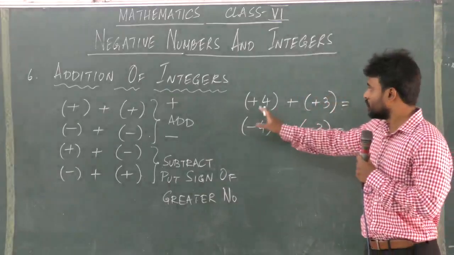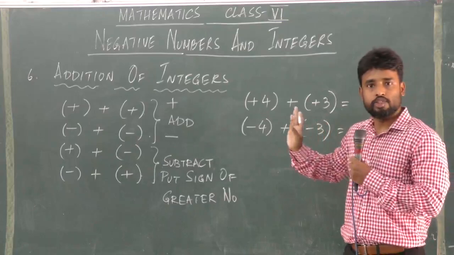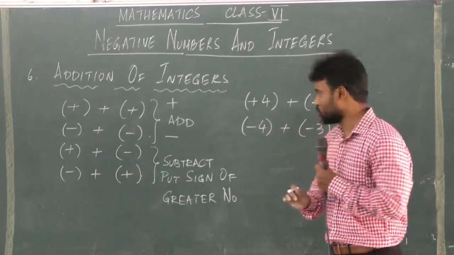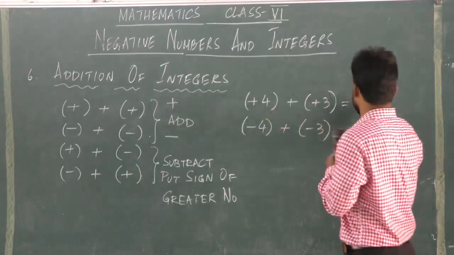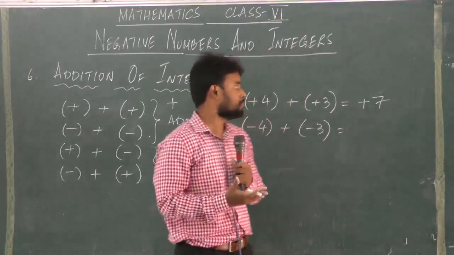Here we have 4 plus 3. So we have two positive numbers, and what we do is we add them and write in positive. So we'll add 4 and 3, we'll get plus 7 or simply 7 as the answer.